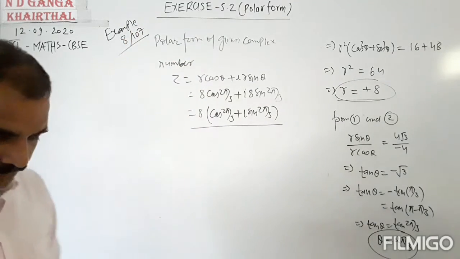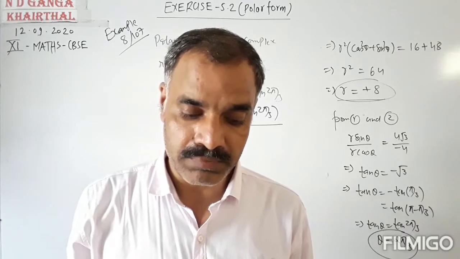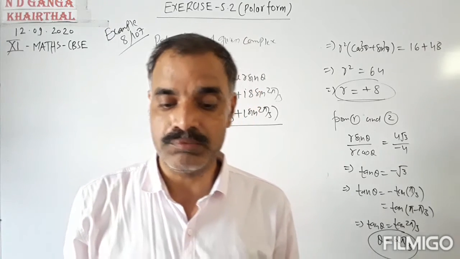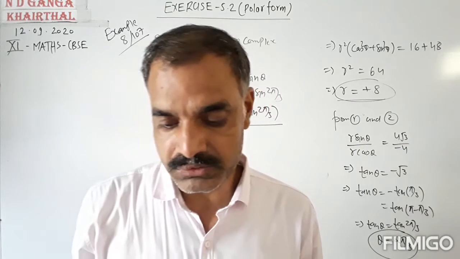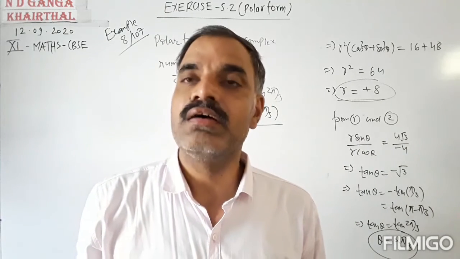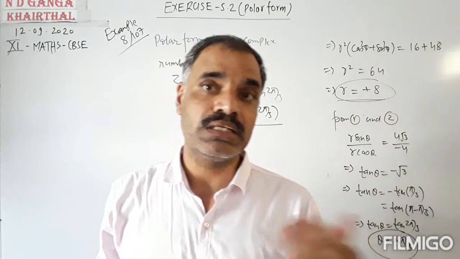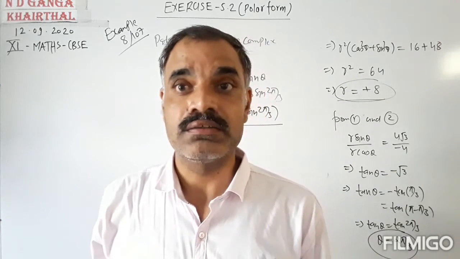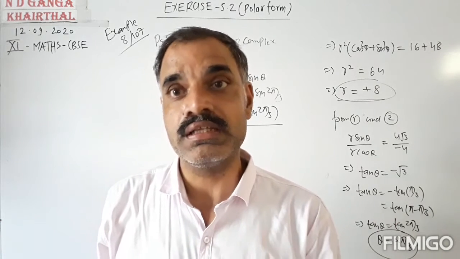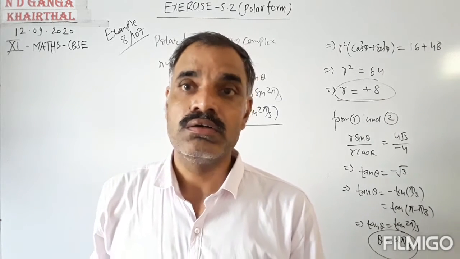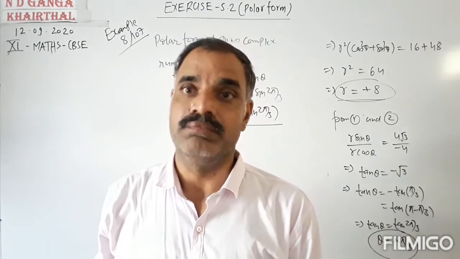Okay. Now let us take the questions from exercise 5.2. In questions number 1 and 2 we have to find the modulus and argument, and in questions number 3 to 8 we have to find the polar form. Both types of questions are the same. When we change the given number into polar form, we have to find the modulus and the argument also. So questions 1, 2, 3, 4, 5, 6, 7, 8, all are the same.